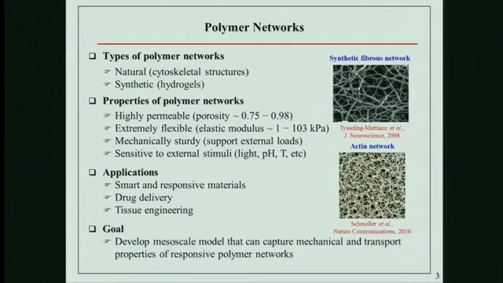Polymer networks are a very common material, right? They are essentially polymers that are interconnected, physically or chemically. Whatever I will show you today is more relevant to chemically interconnected networks, so they are permanently linked. They can be natural. For example, we saw a few talks about the cytoskeleton. This is a beautiful example of a polymer network. Or they can be synthetic hydrogels.